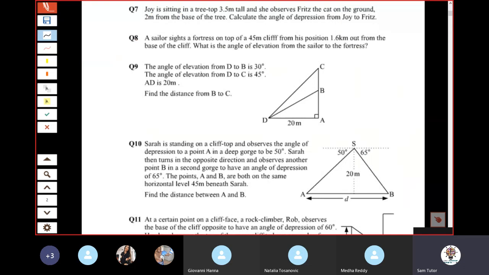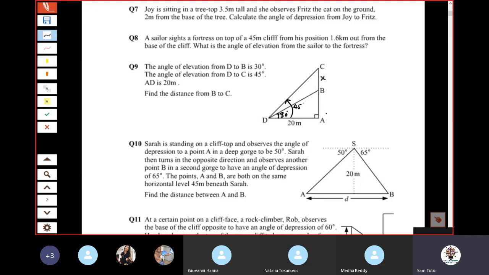The angle of elevation from D to B is 30 degrees. That means it starts here and it elevates up 30 degrees, right? We're elevating up. The angle of elevation from D to C, so all the way from here to here, is 45 degrees. So this whole thing is 45 degrees, whereas this bit here is 30 degrees. AD is 20 meters. Find the distance between B and C, right here. So we want to find that distance.